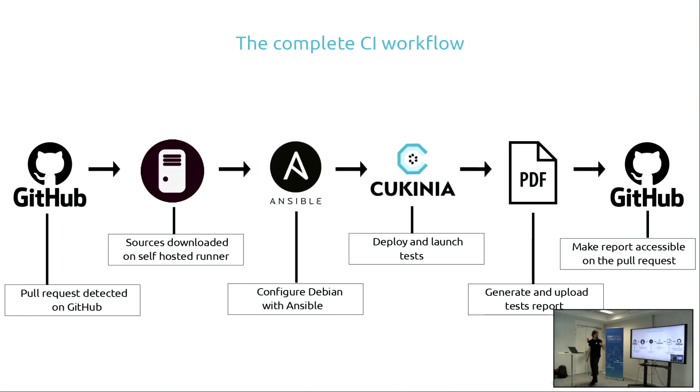Here is the entire CI, just to wrap things up. The first thing is that someone launches a pull request on GitHub. All sources of the pull request are downloaded on the SEAPATH cluster on a management machine, which launches Ansible for every machine to be configured. We launch Cukinia to have all tests run, which are backed by Ansible. The PDF is generated, and it is posted on GitHub for everyone to see.